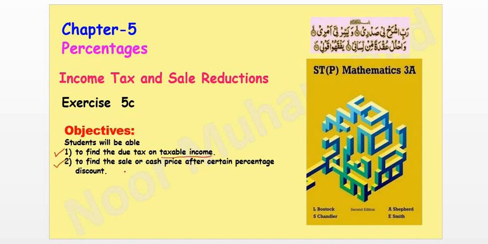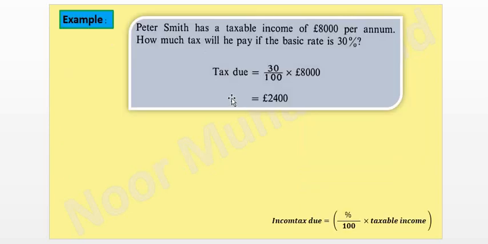The second one is how to find the sale price, or you can say the cash price, the price that you pay on the counter after a certain percentage of discount. Meaning if there is a sale on a shop and there is a discount on it, how much final price will you pay to the shopkeeper? So let's discuss this example first of all.